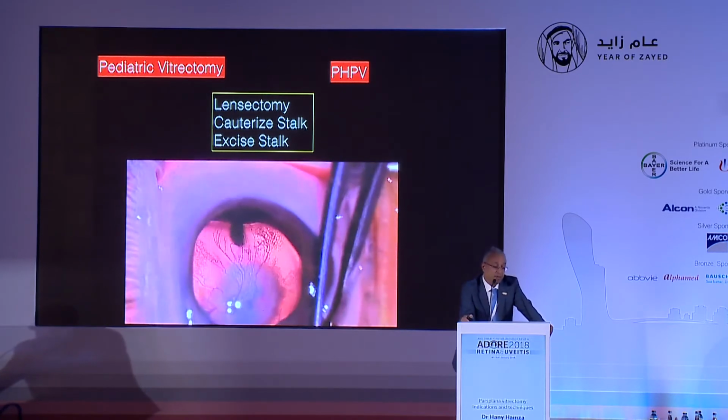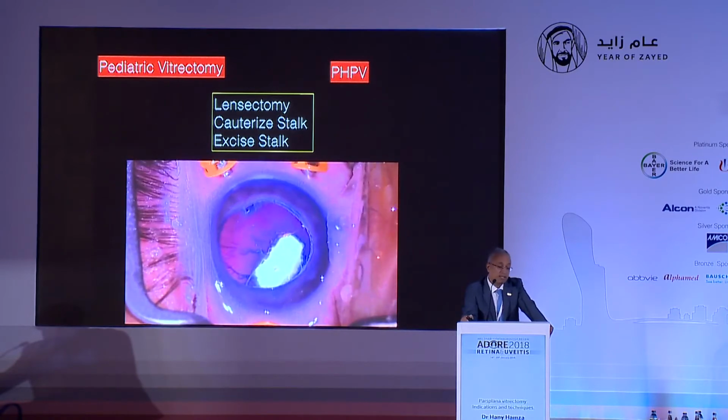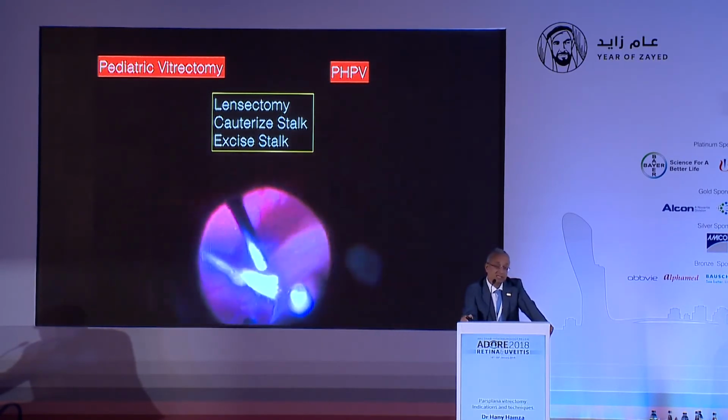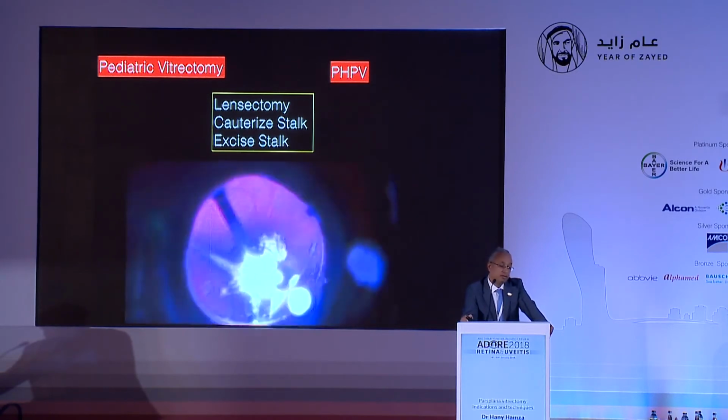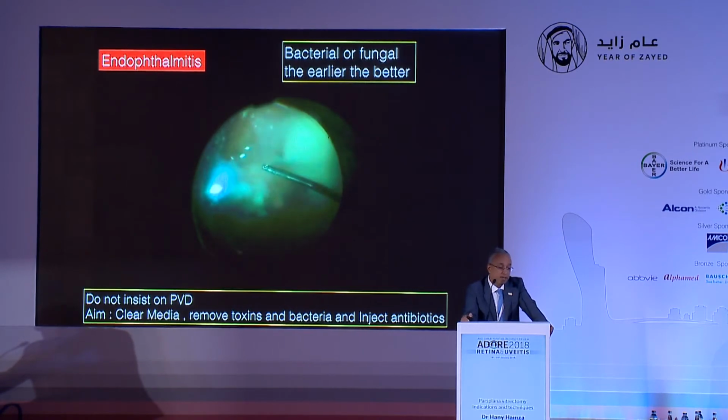Also persistent hyperplastic primary vitreous, in this case with a persistent tunica vasculosa lentis. After removing the lens, you cauterize the stalk, and then you excise the stalk to release traction on the retinal surface, taking care not to injure the retina.